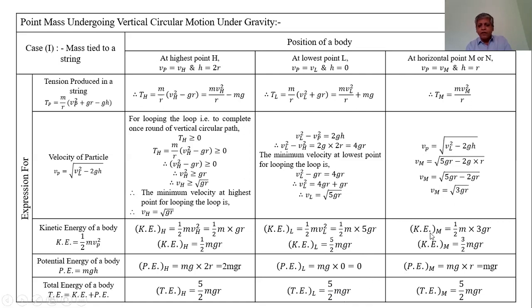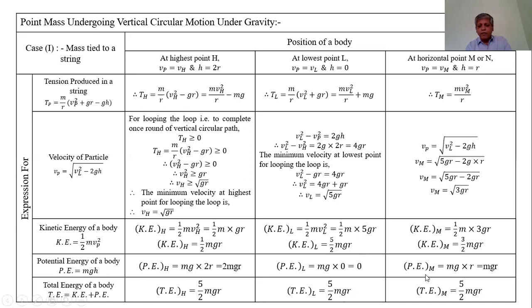Kinetic energy at the horizontal position M or N is equal to half m into Vm square. Vm square is equal to 3 times gr. Therefore, kinetic energy is equal to 3 by 2 times mgr.